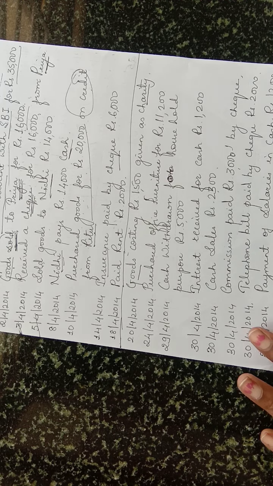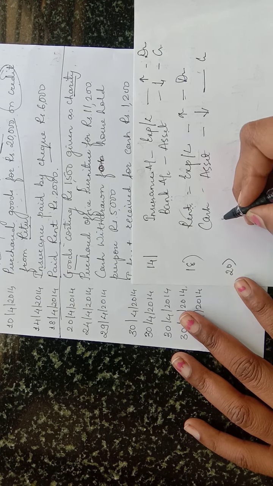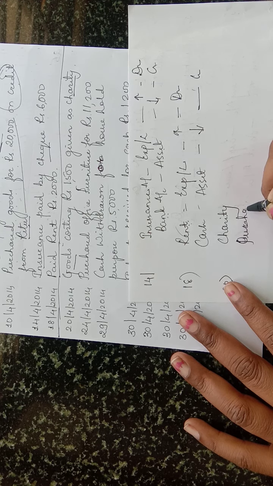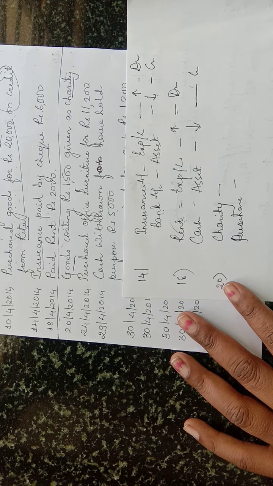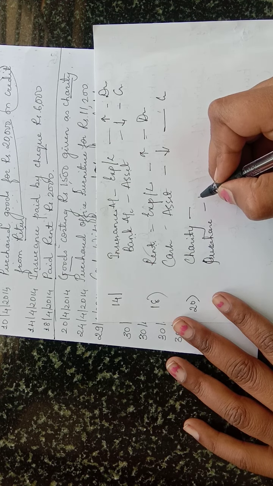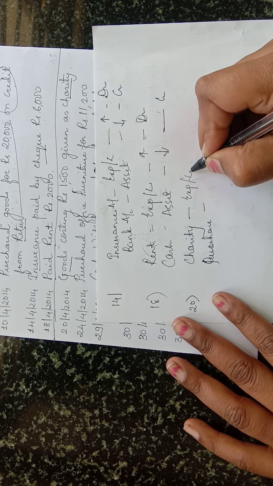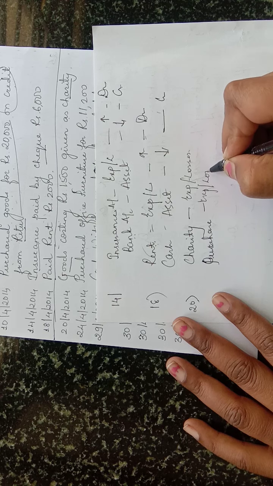So which are the two accounts? I'll write here, 20 date. What is given? Goods, and one more, charity account will come. Here goods means your purchases account, or else you can write stock also here, no problem. So two accounts are charity account and purchase. Charity will come under the head expense and losses, and purchase also the same, expense and losses.